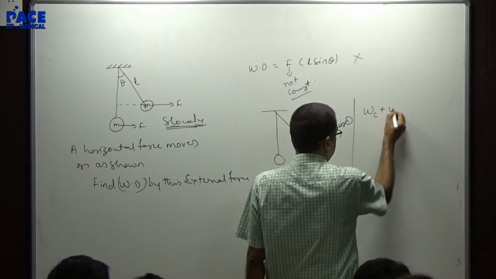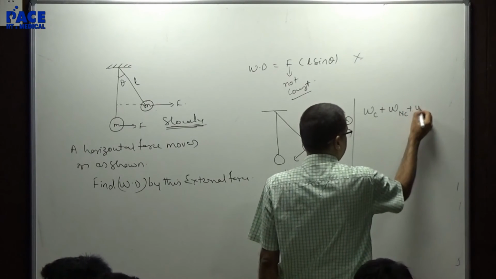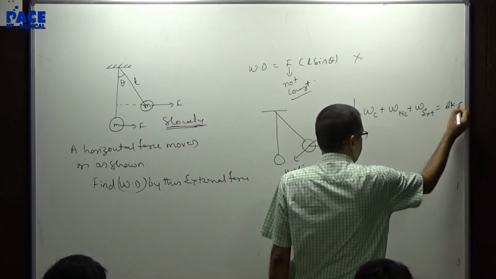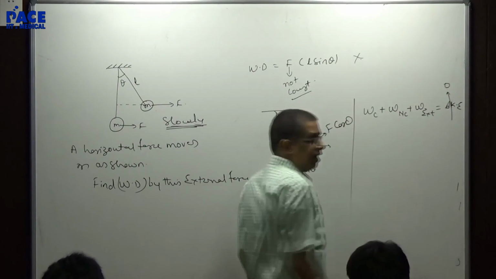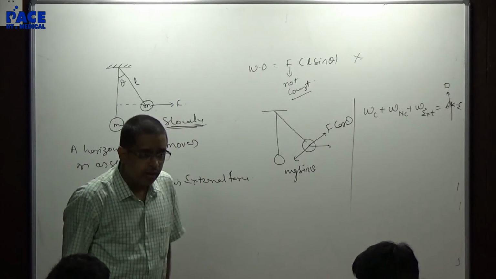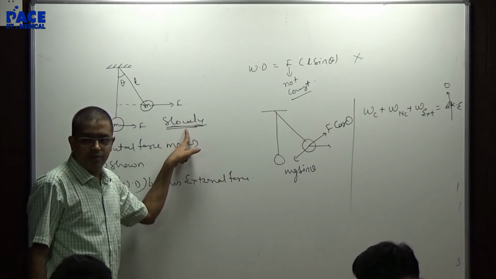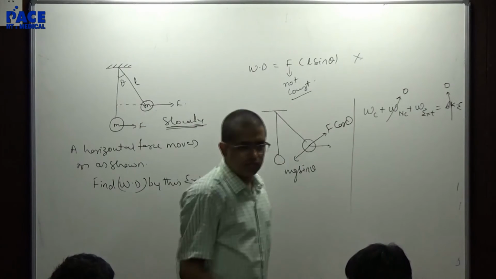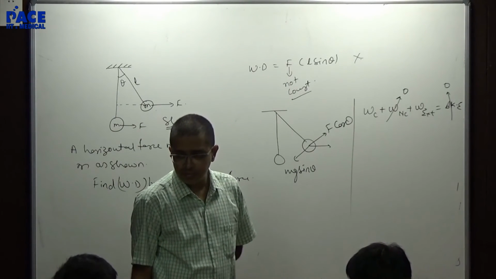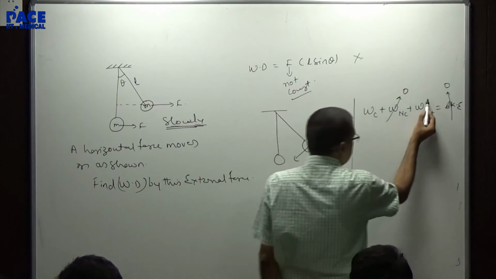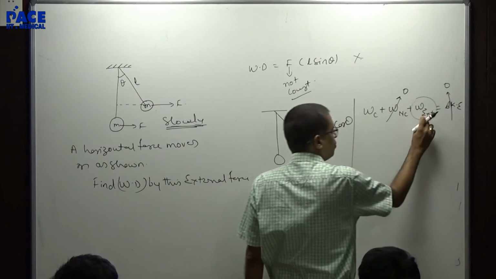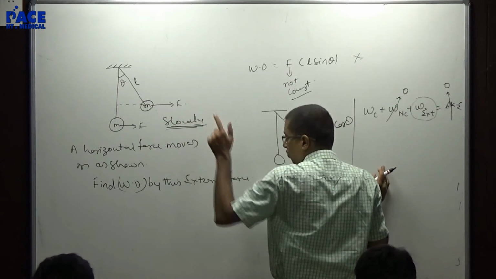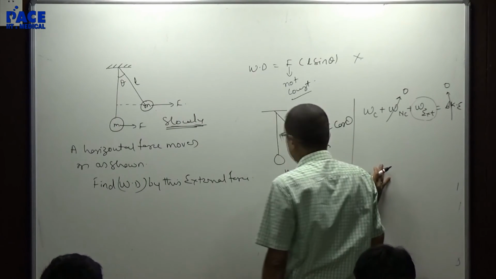Work done by conservative plus work done by non-conservative plus work done by external force is the change in kinetic energy, which is 0. Why? It is moving slowly with uniform speed. I do not have a non-conservative force here. Air friction is not taken into consideration. You are asking me the work done by this external force, which I am not in a position to calculate. Why? Because the magnitude of the force is not constant.